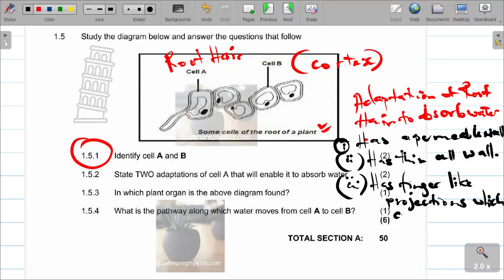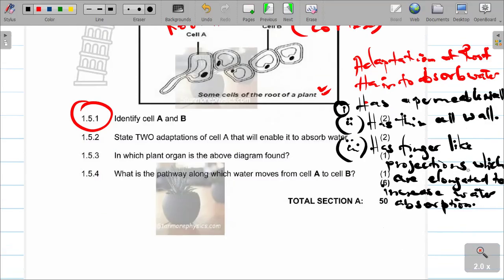which are elongated to allow absorption of water, to increase water absorption. That is the adaptation of the root hair to allow or to increase water absorption.